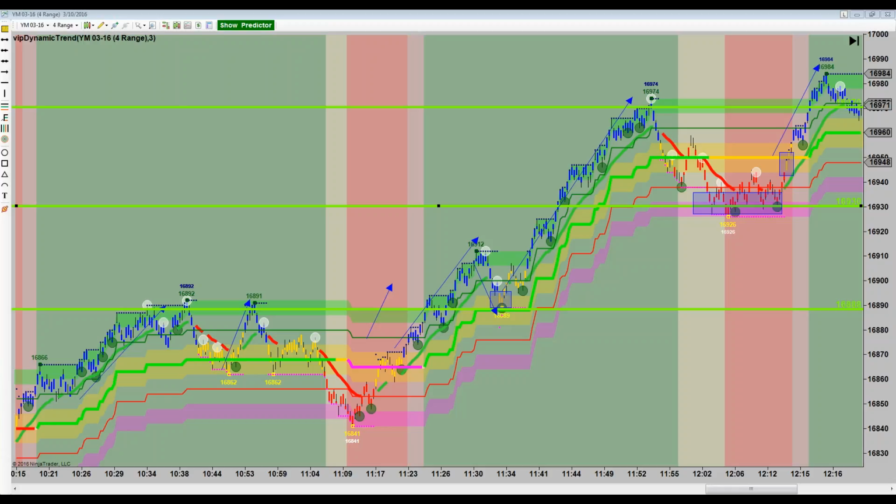Why do we put the line there? Why would we put a line there? In fact, at the time this was happening, you could make the case that you had a nice little consolidation patch that held pretty well right in here, didn't it? I mean, it spent some time sitting here.